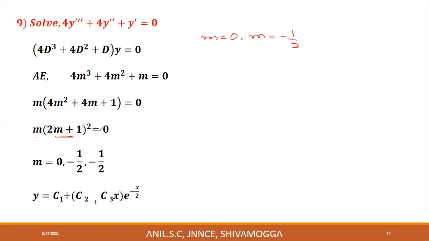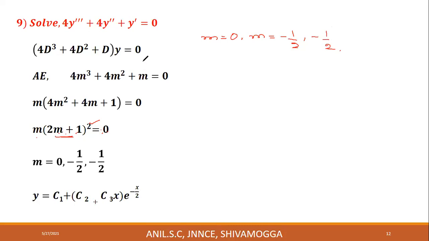Either m is equal to 0 or 2m plus 1 whole square is equal to 0. 2m plus 1 is equal to 0 means m is equal to minus 1 by 2 and it is repeated. How many times? 2 times. These are the 3 roots: m is equal to 0, m is equal to minus 1 by 2 and m is equal to minus 1 by 2. Now write the solution.